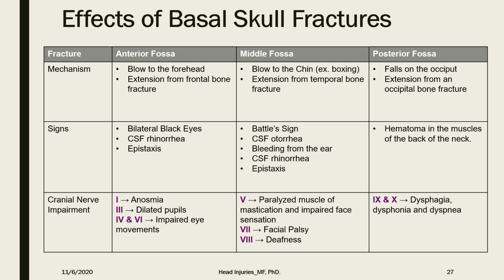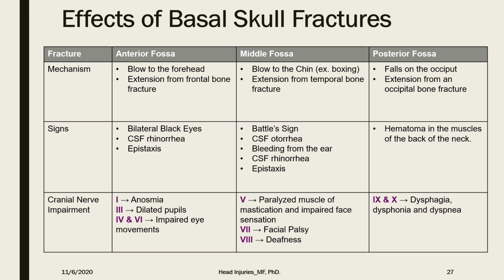Cranial nerve affection will include affection of the fifth cranial nerve, the trigeminal nerve, leading to paralysis of the muscles of mastication and impaired face sensation. The seventh cranial nerve, facial nerve, will lead to facial palsy. The vestibulocochlear nerve, the eighth nerve, will lead to deafness or impaired hearing.